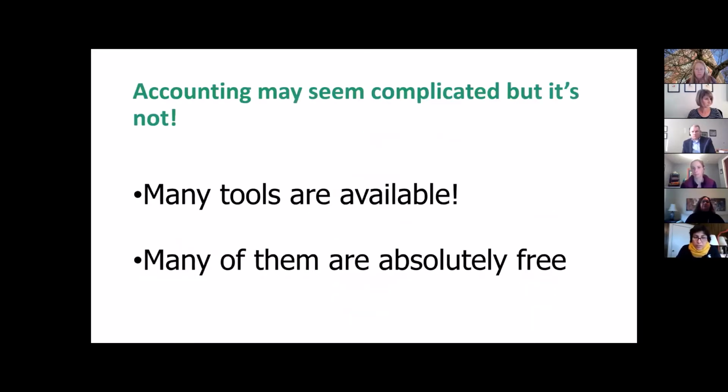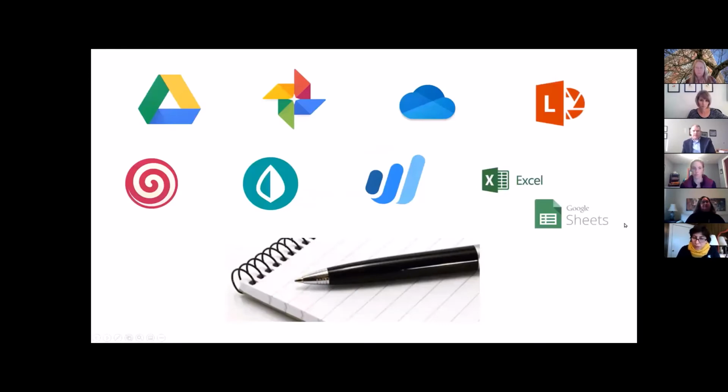So while accounting may seem complicated at first, there are many tools you can use, and many of them are free of charge. Here's a few examples. You could keep pictures of your receipts instead of paper ones, which is where Google Drive, Google Photos, OneDrive, or Office Lens come in handy. For keeping track of transactions, there are plenty of applications you can download on your phone or use on your computer. Social, Mint, and Wave are just a few examples.